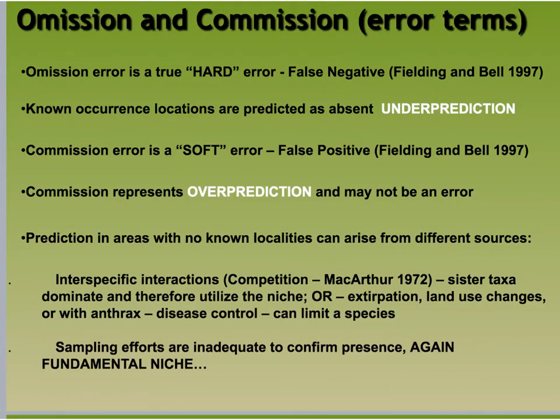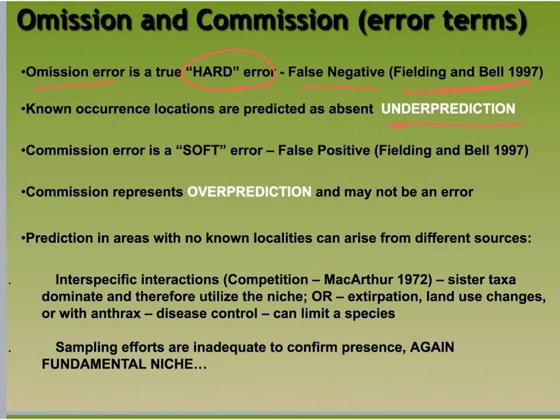Those accuracy metrics come from the classic Fielding and Bell literature on false negatives and false positives. In the GARP literature, we refer to false negatives as omission, or we're omitting real data from our spatial models, our GARP predictions. And we call that a hard error because real data points are being excluded by the models. When we do that, we underpredict.